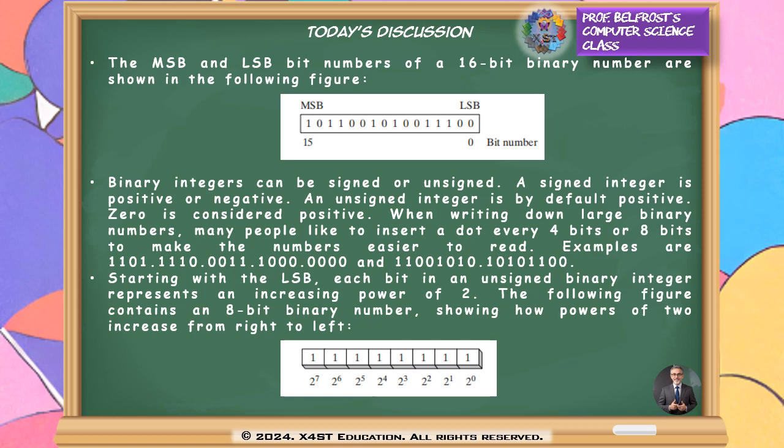Okay. Starting with the LS bit, each position in an unsigned binary integer represents an increasing power of 2, base 2, okay? The following figure contains an 8-bit binary number and shows how powers of 2 increase from right to left. From the rightmost, we have 2 raised to the power of 0, 2 raised to the power of 1, 2, 3, 4, 5, 6, 7, because we only have 8 places here.